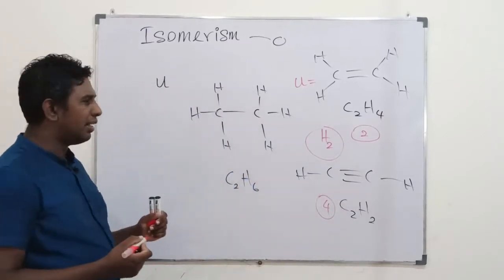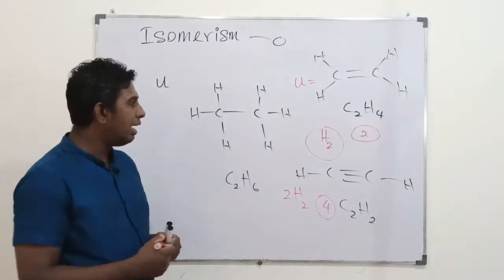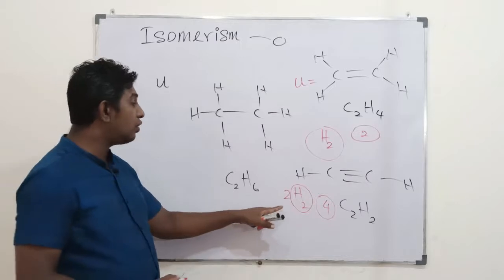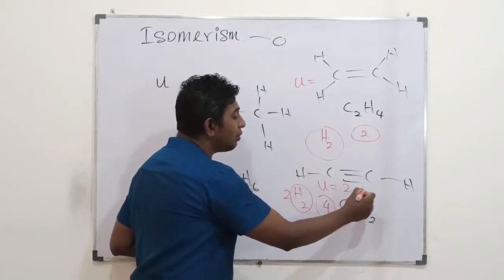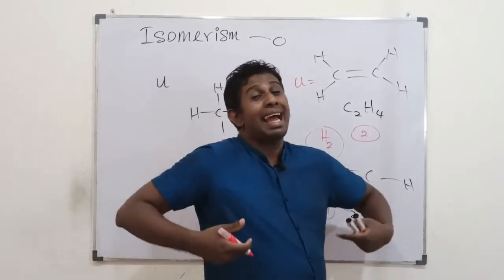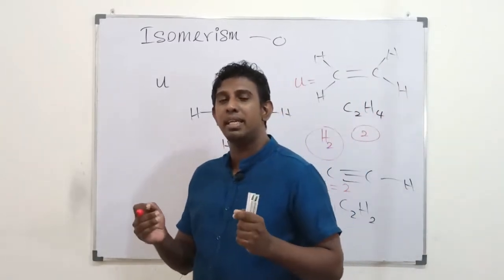So 4 hydrogens could be given by 2 H2 molecules. Therefore, the number of H2 molecules required there is 2. Therefore, here the unsaturation number is 2. Okay. Now, I hope you have an idea of what this unsaturation number truly is.